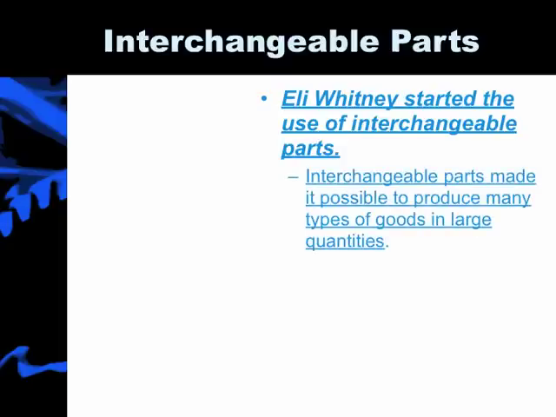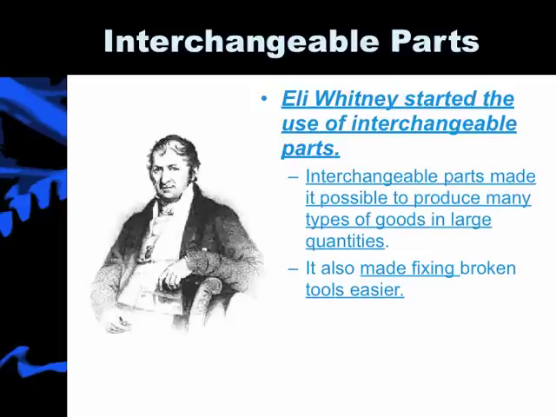Interchangeable parts. Eli Whitney also started the use of interchangeable parts. Interchangeable parts made it possible to produce many types of goods in large quantities. It also made fixing broken tools much easier. Instead of having to throw away the entire tool, you can just fix the part that is broken. There's a picture of Eli Whitney. He had a huge impact on the Industrial Revolution.